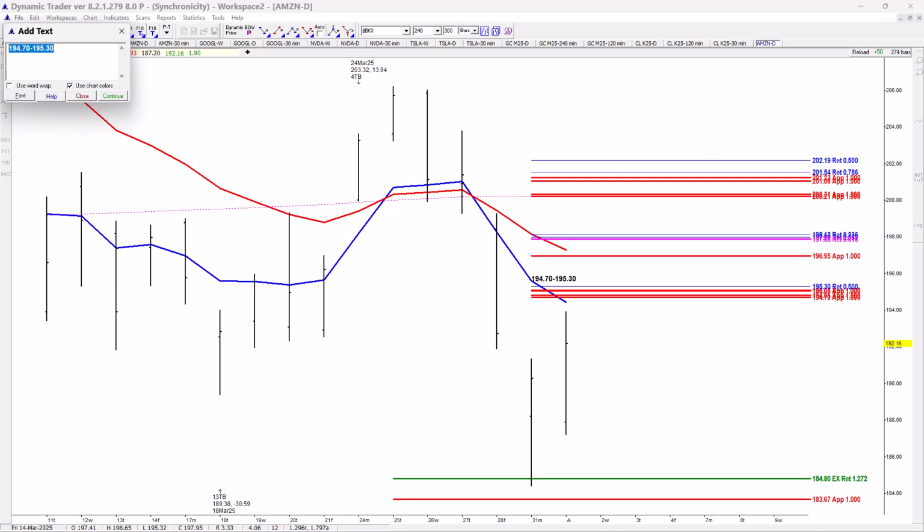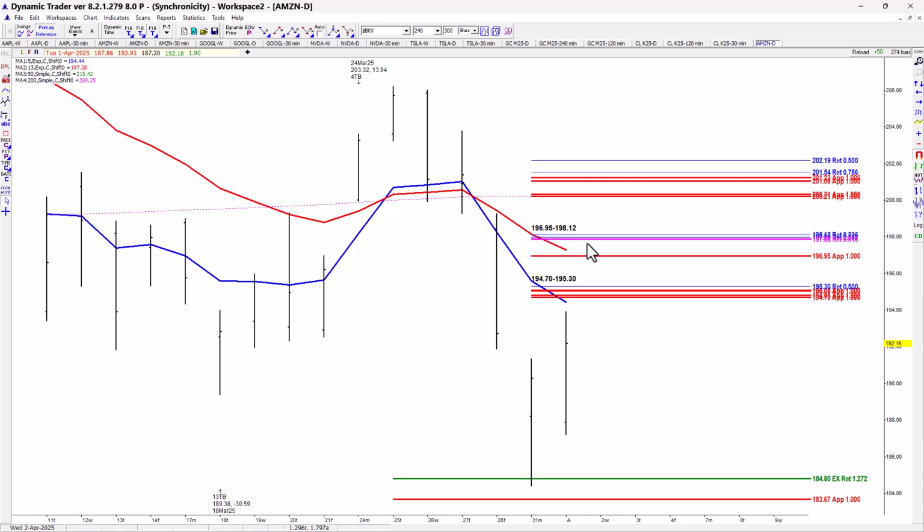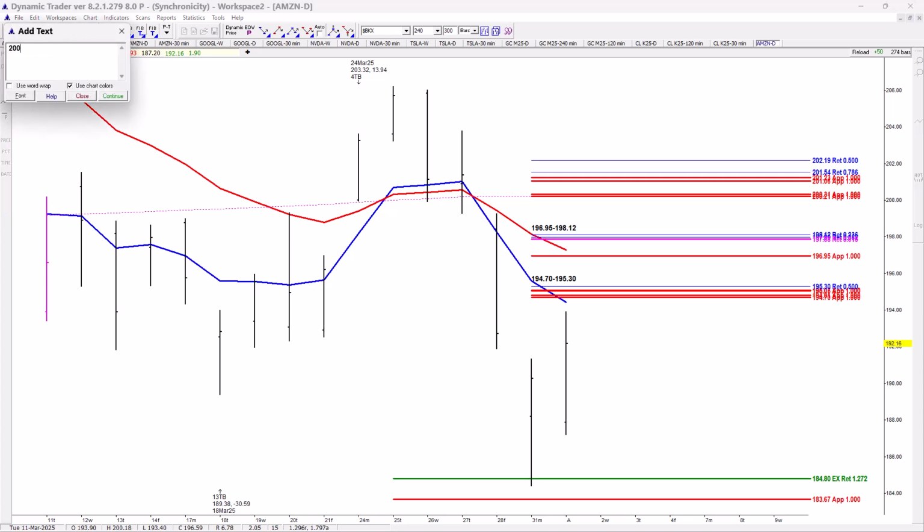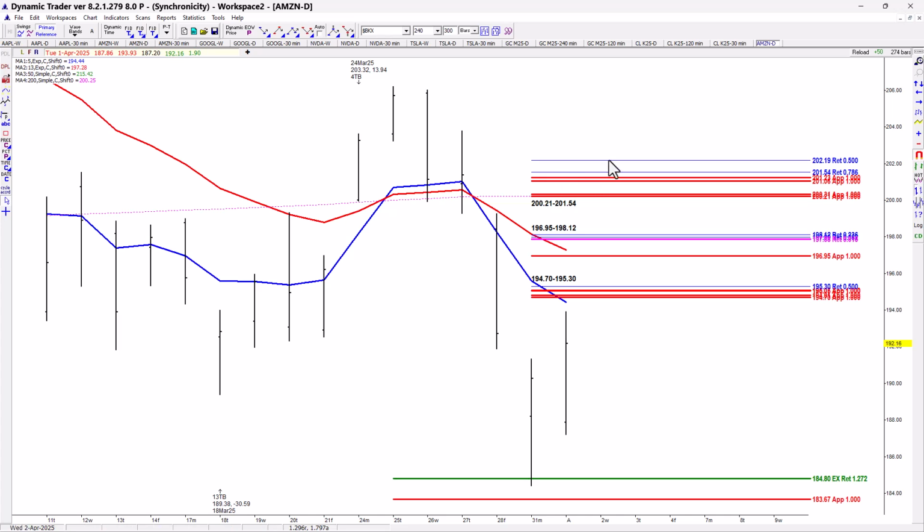The next area is 196.95 to 198.12. Okay, so this one's a little bit spread out, but it does include this symmetry below. And then this area, I'll focus on 200.21 to 201.54, which is that 786 up there. Okay, so you basically then have four symmetry projections plus a 786.